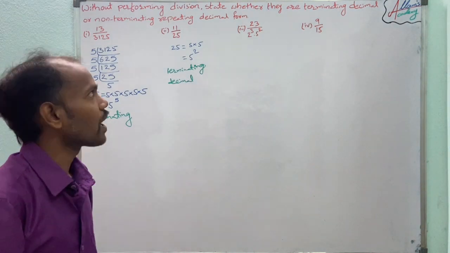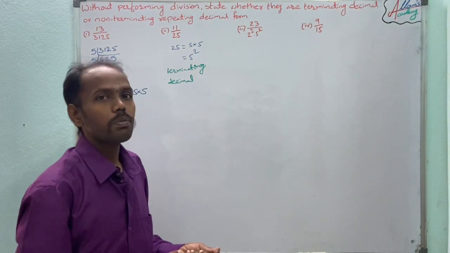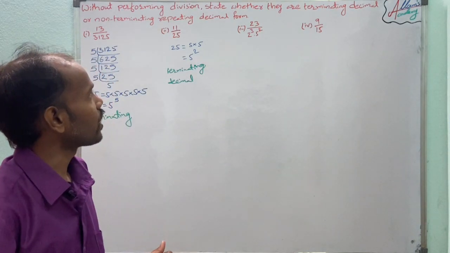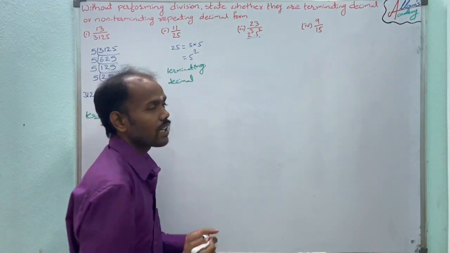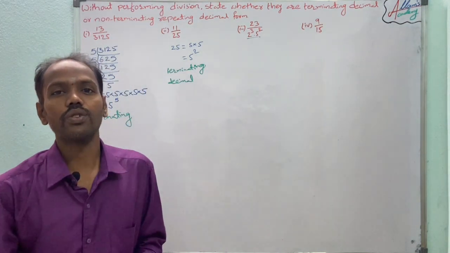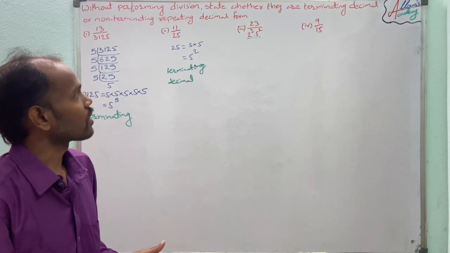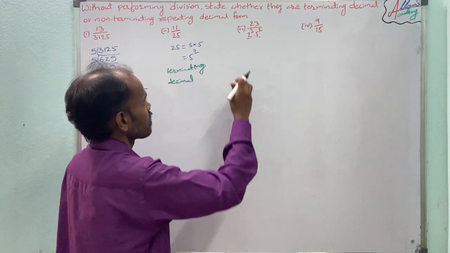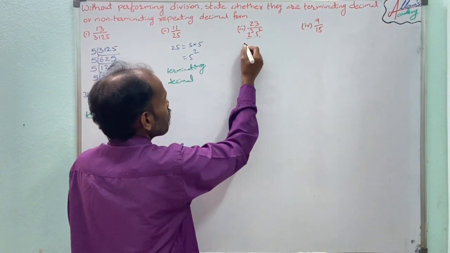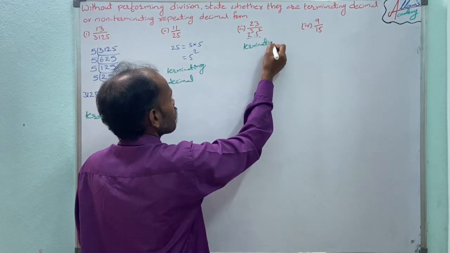In the same manner, now we observe 23 by 2 power 3 into 5 square. Here we observe that the denominator is directly given in the form of the product of 2 power and 5 power. So without doing any prime factorization, because it is already given, we say directly it is a terminating decimal.